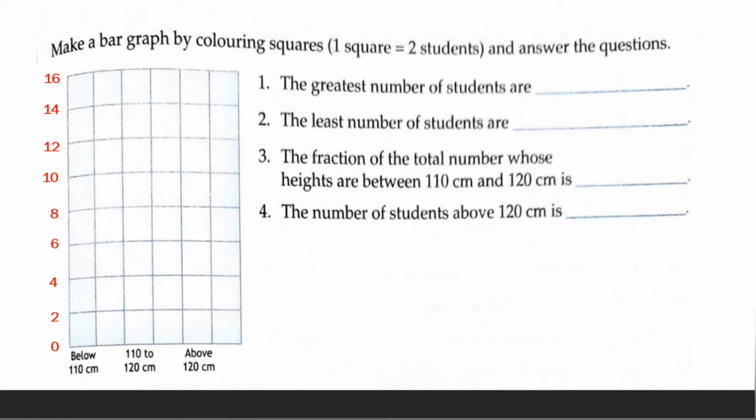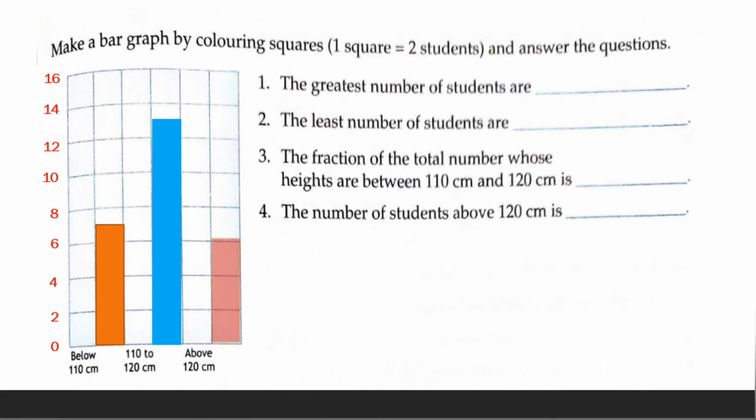So below 110 centimeters, we know that the total number of students was 7. So we will make a bar like this. Next is between 110 and 120 centimeter. We know that the total number of students was 13. So we'll make it like this. And above 120 centimeter, there were 6. So this is the bar graph.